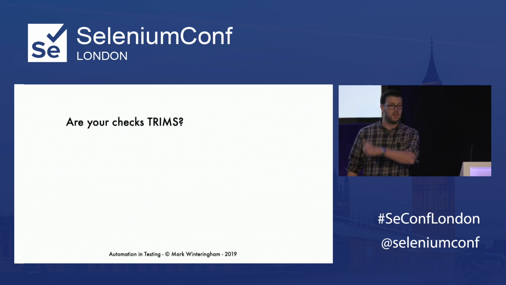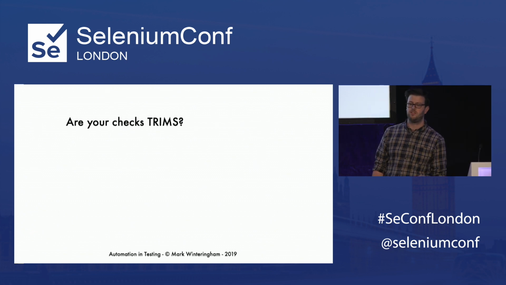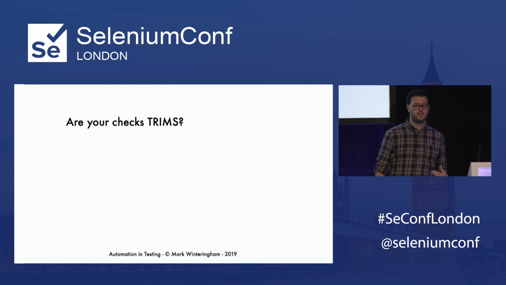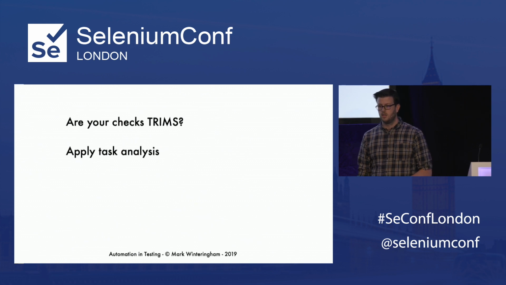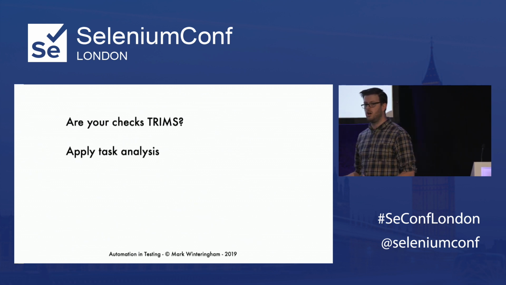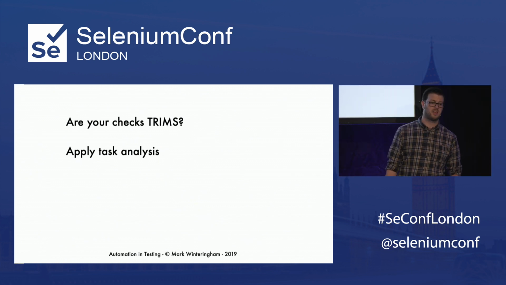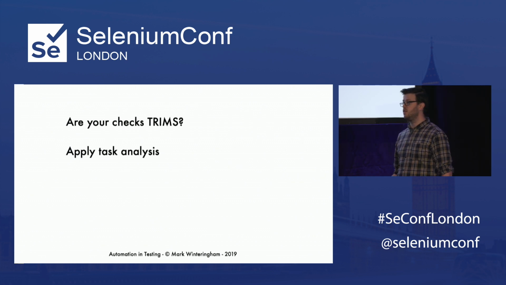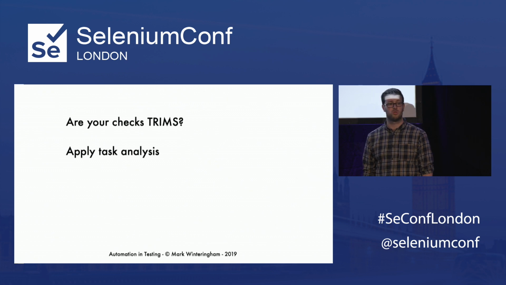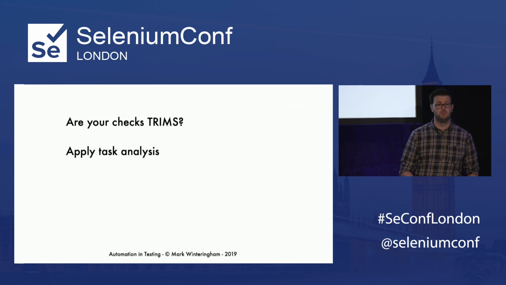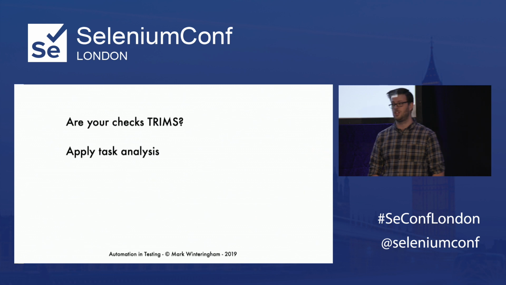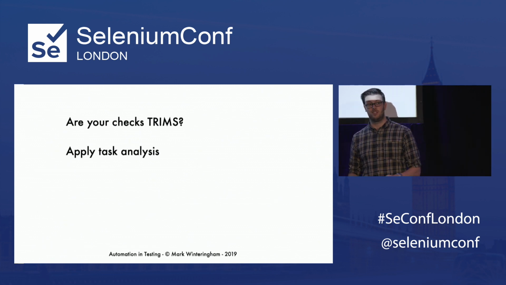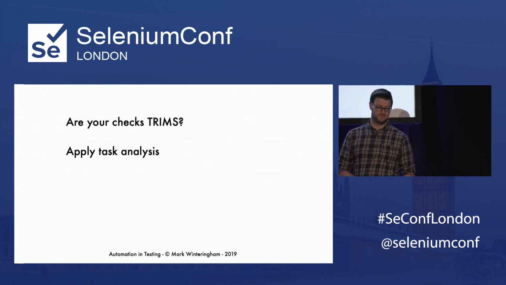So to wrap up, I encourage you to all go back and ask yourself, are your checks trims? Are they targeted, reliable, informative, maintainable, speedy? If they're not, then try this task analysis technique. Try and understand how your products work. What are the different component parts? How do they connect to one another? If you can't answer that because it turns out your app is really complex or no one wants to talk to you, you have bigger problems than whether or not you can design good checks. You have organizational things that you need to get to therapy about quickly.